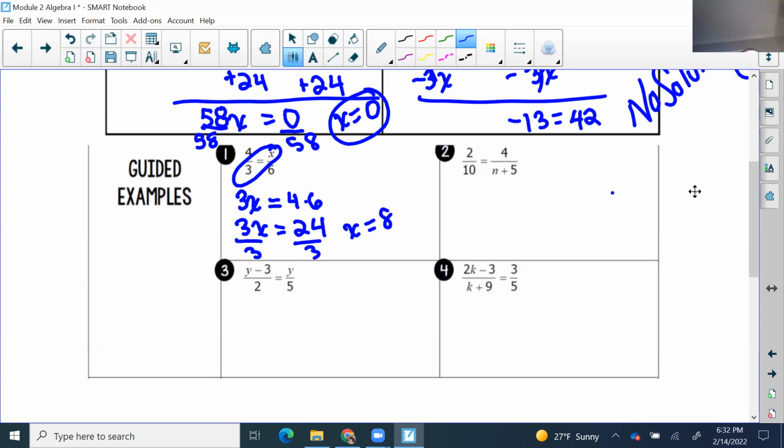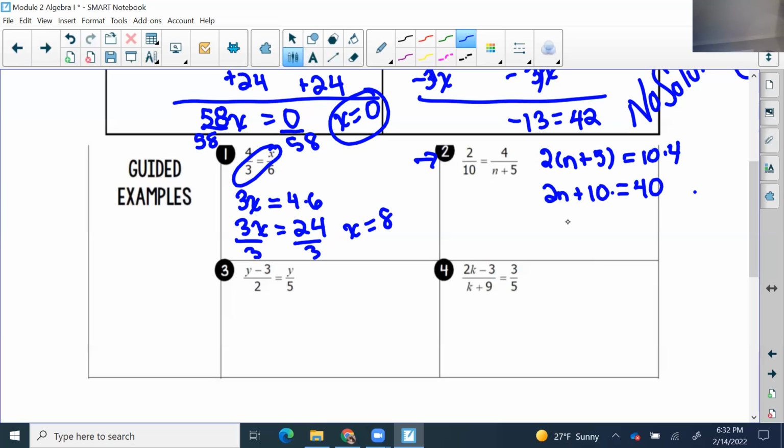And that's great. But when we have questions like this guy, that's when they get a little bit more complicated, where it's really going to be beneficial for us to utilize the cross product. Now, when you have a number times an expression, be very careful. You have to distribute that number. So when I cross multiply here, I get 2 times the quantity of n plus 5 is equal to 10 times 4. So I get 2n plus 10 is equal to 40.